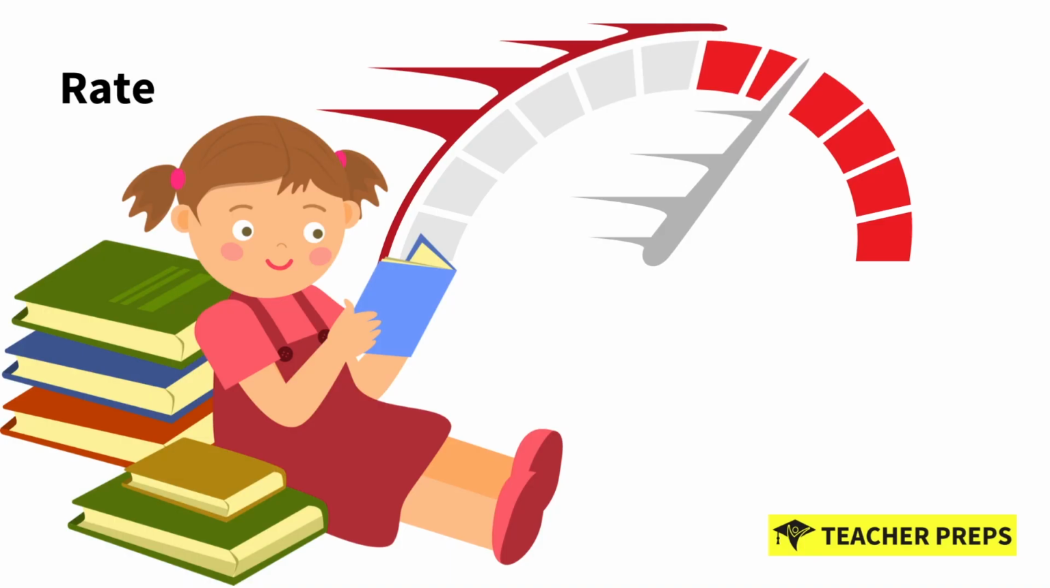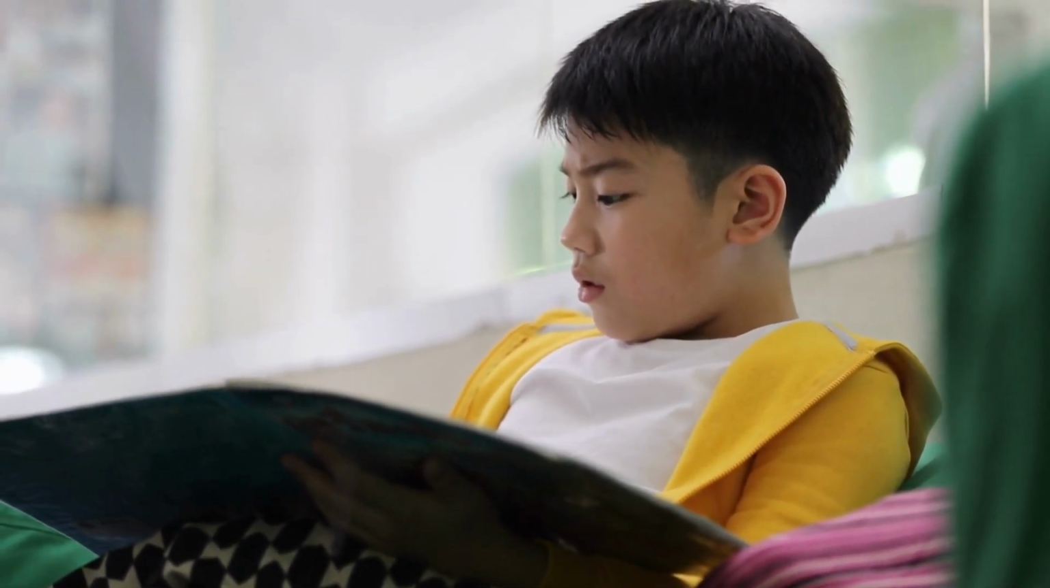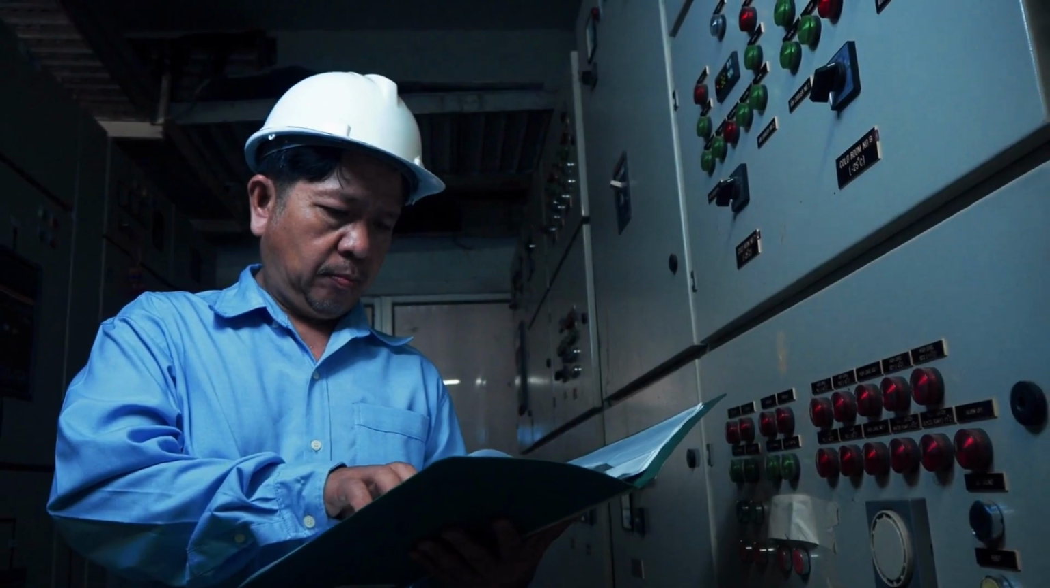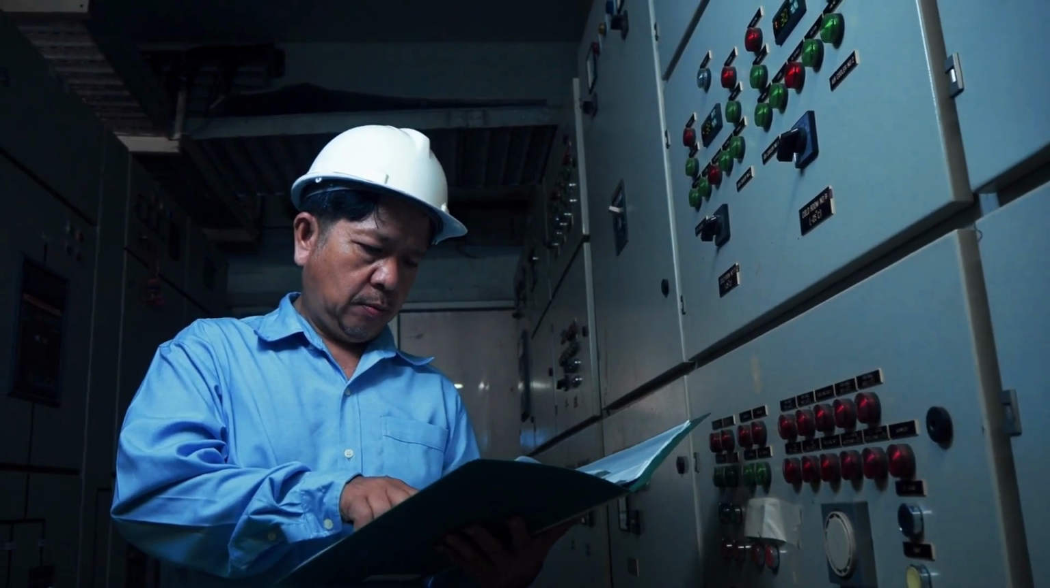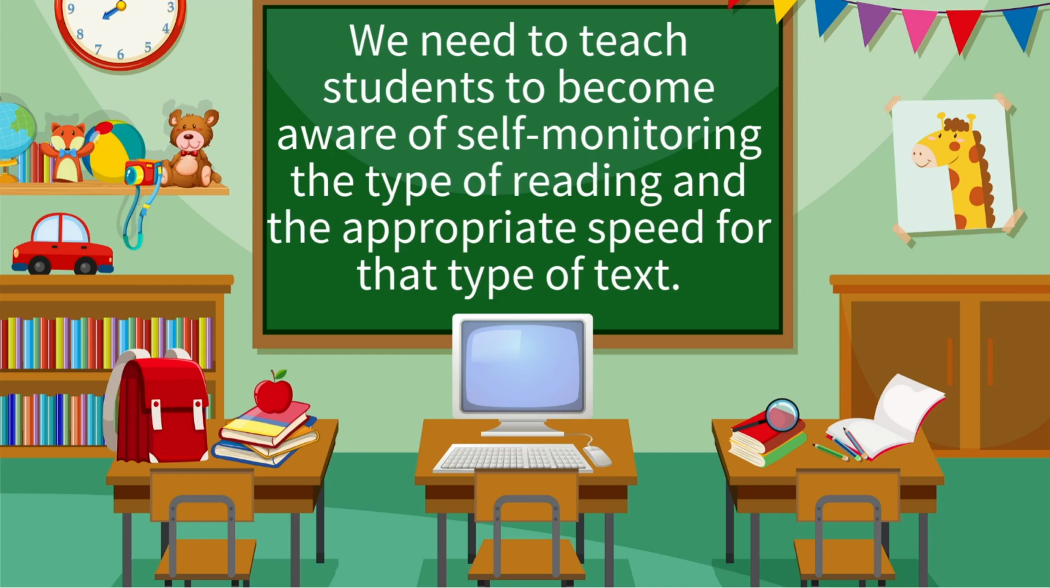Remember this. The next aspect about reading is reading rate. Fluent readers must decode words and read phrases and sentences neither too quickly nor too slowly. The rate of reading may vary based on the content and purpose of the reading. Note here, such reading directions for assembling machinery, for example, you'll read that more slowly than reading a book of fiction. For your exam, remember that we need to teach students to become aware of self-monitoring the type of reading and the appropriate speed for that type of reading.